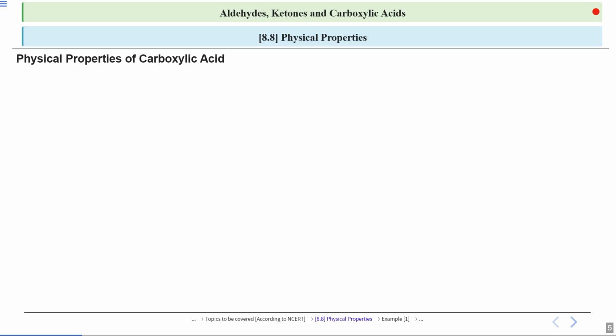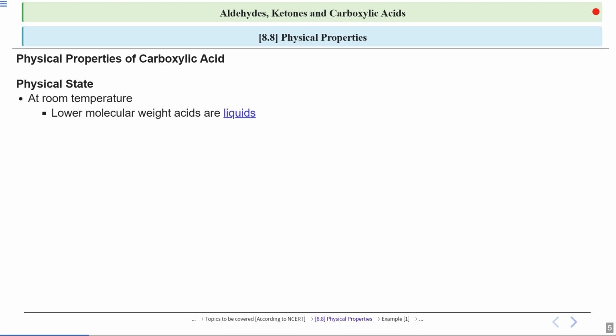So let's begin with section 8.8, physical properties of carboxylic acids. So first, let's talk about the physical state of carboxylic acids. At room temperature, carboxylic acids can be either liquids or solids. Lower molecular weight carboxylic acids are typically liquid at room temperature. Why? Because their smaller size allows them to remain in a liquid state more easily.